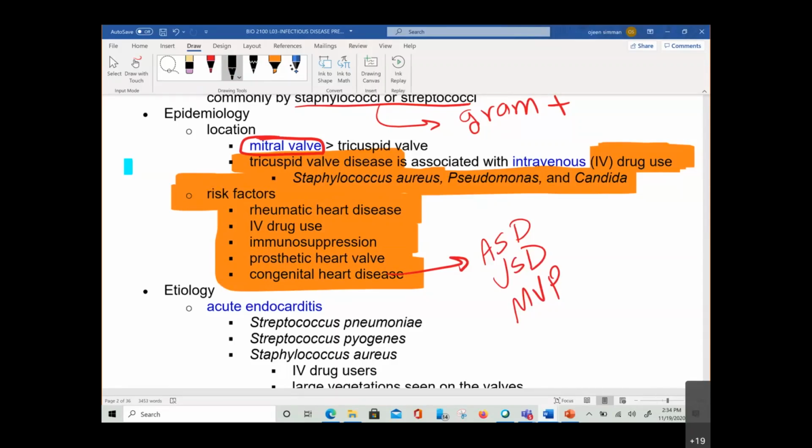The prosthetic heart valve endocarditis, this usually happens after a dental procedure.